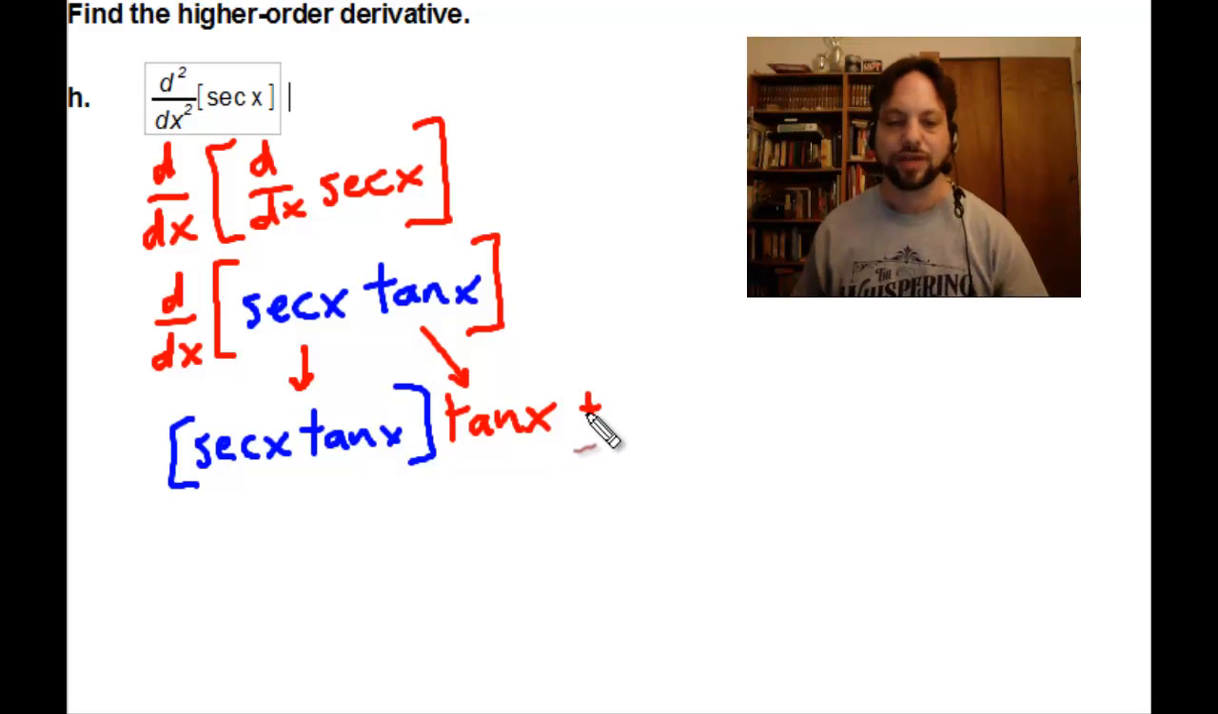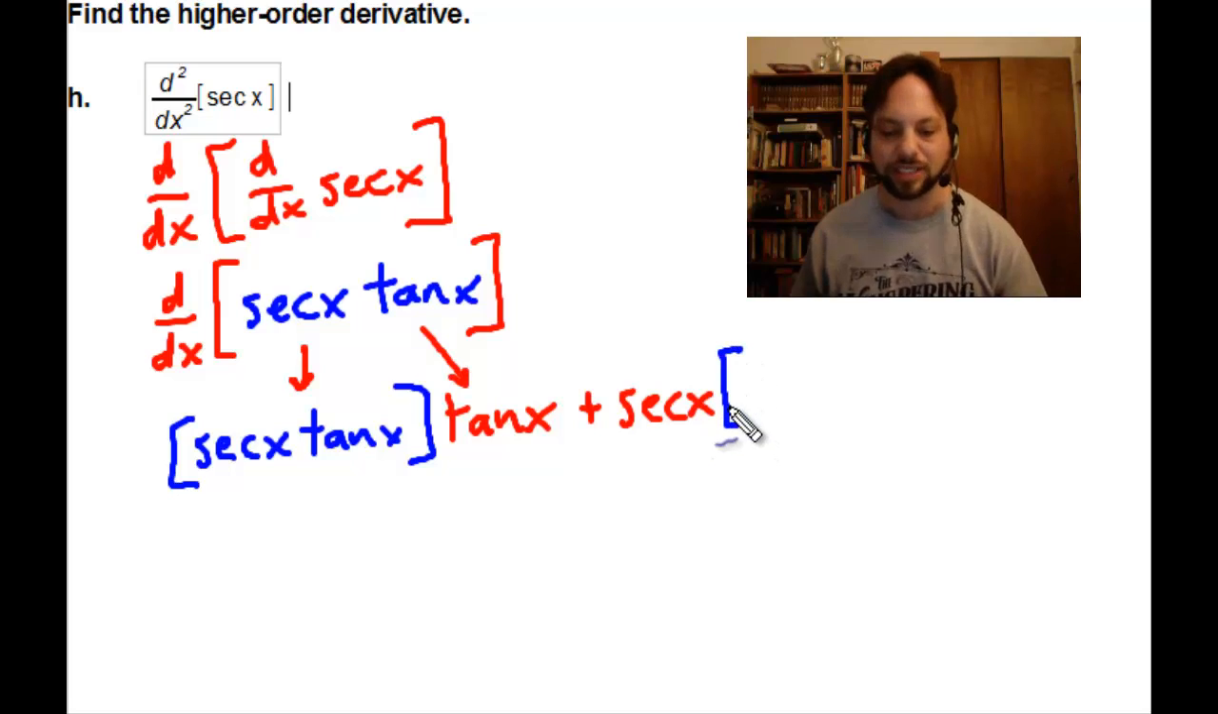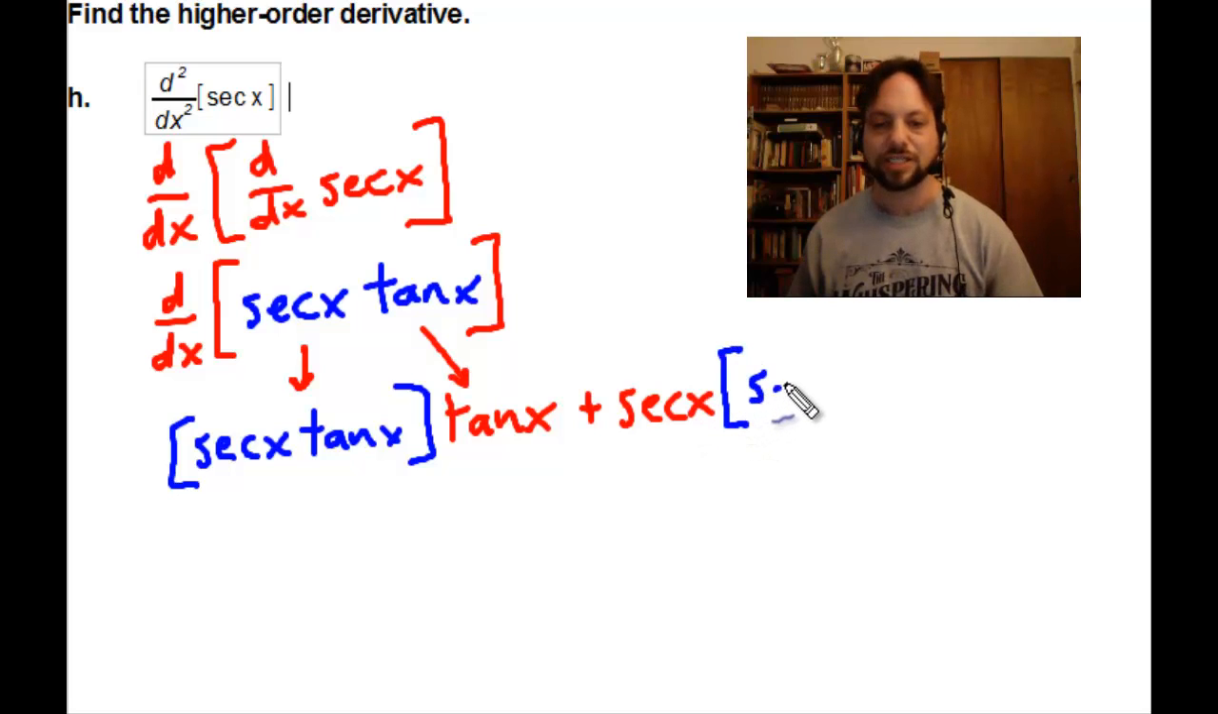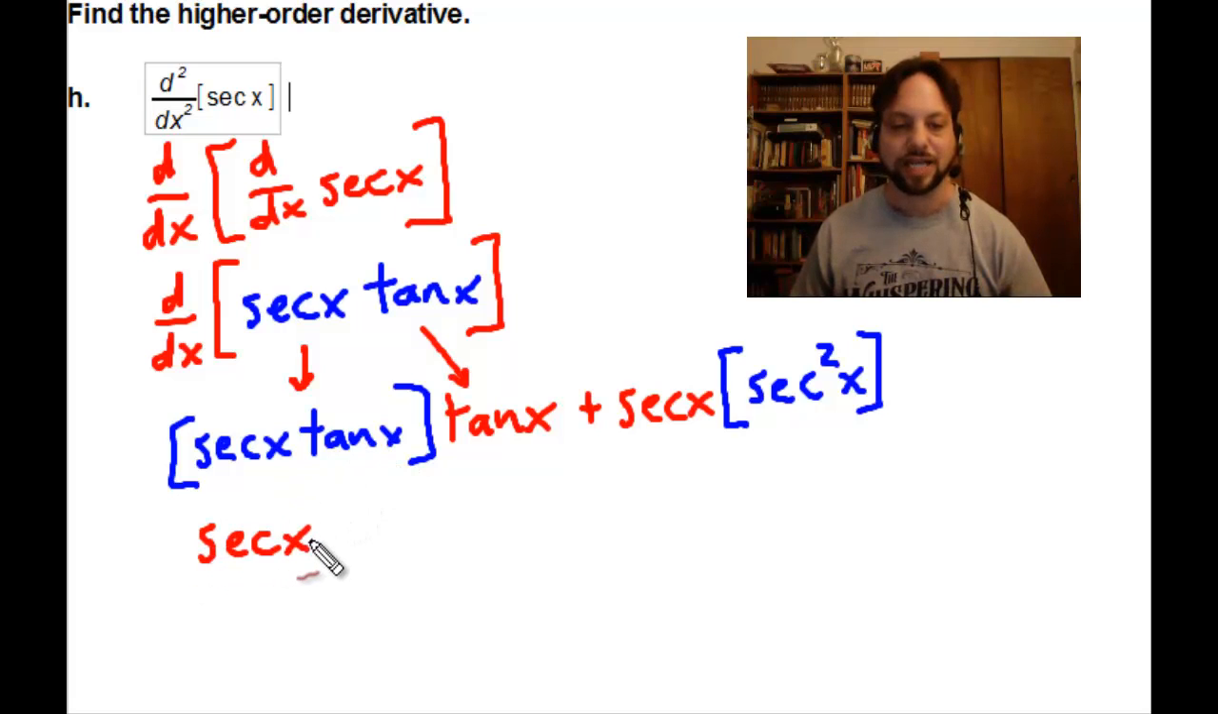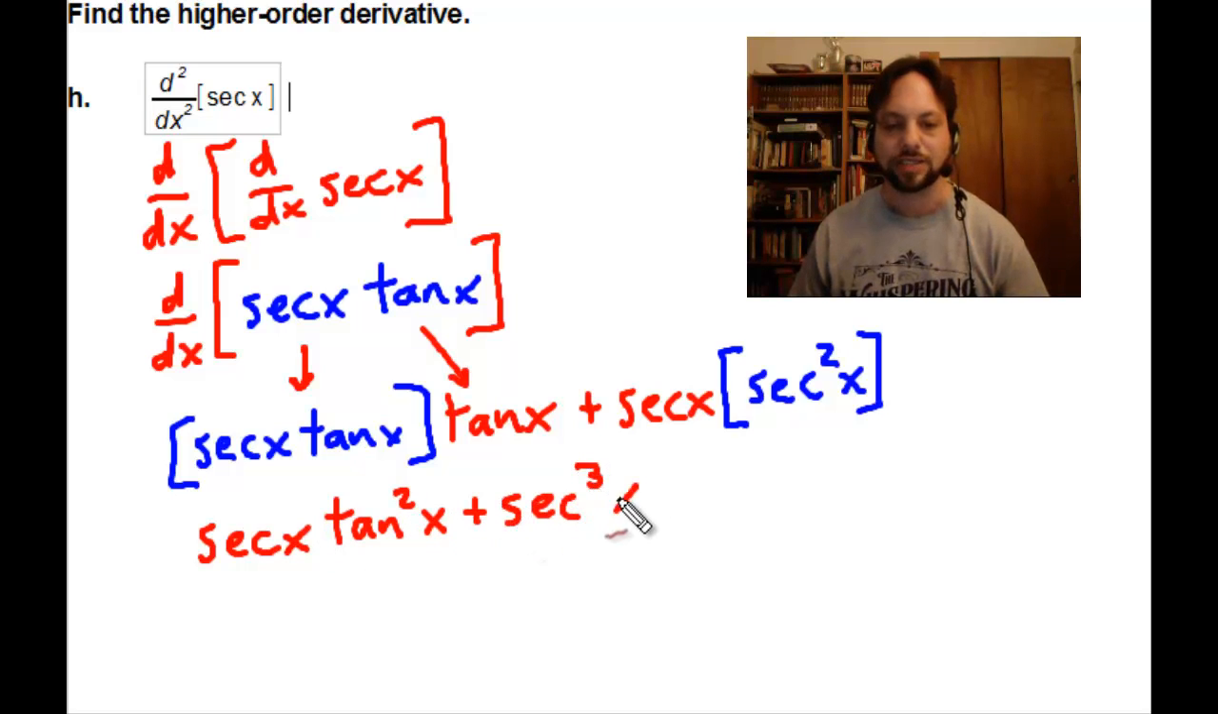Now the second part of this will be where I leave the secant x alone and differentiate the tangent x. Fortunately, differentiating tangent x is not quite so long and drawn out. It's just going to be secant squared. So if we want to go ahead and simplify this now, we certainly can. This will give us secant x multiplied by tangent squared x, and this other term will simply be secant cubed x.